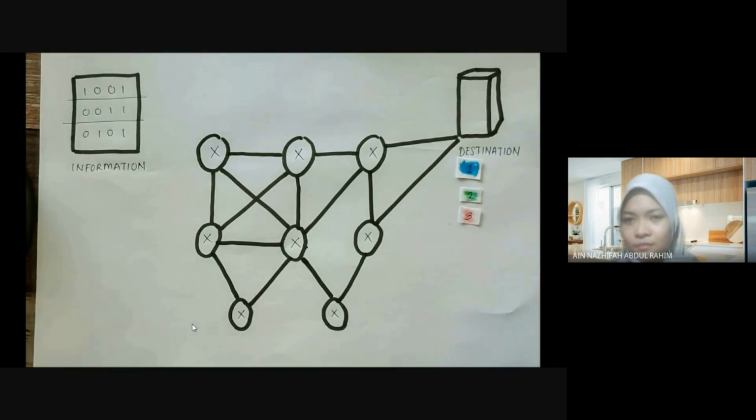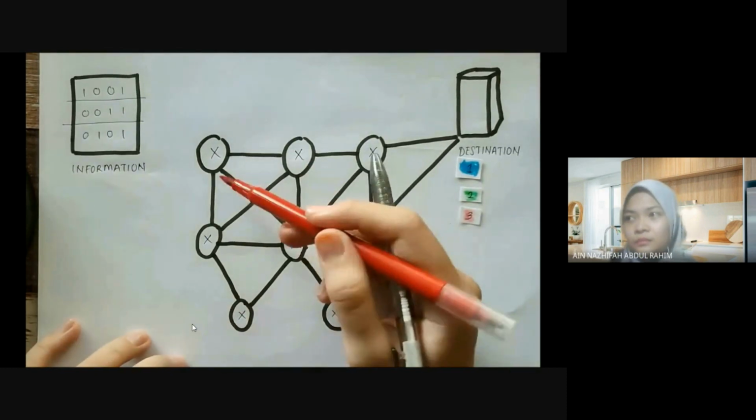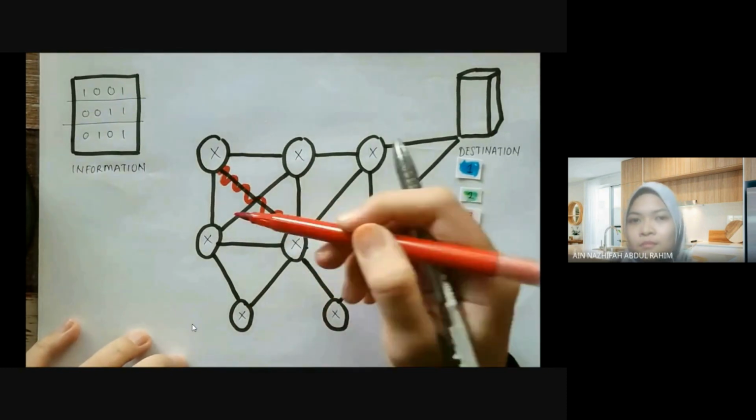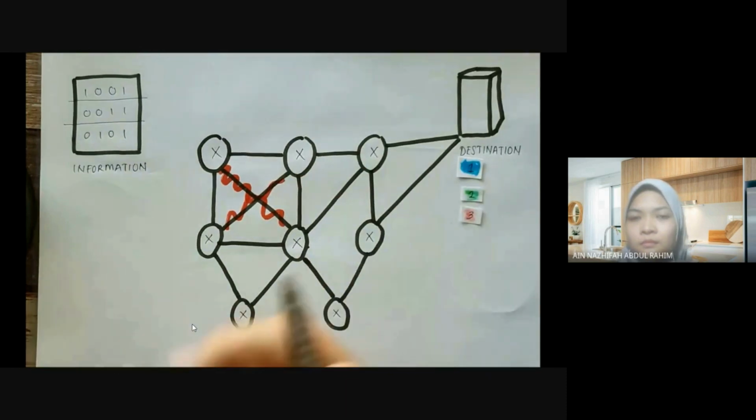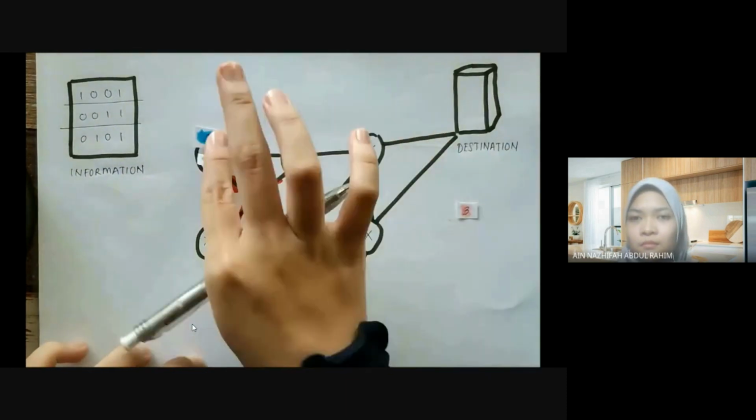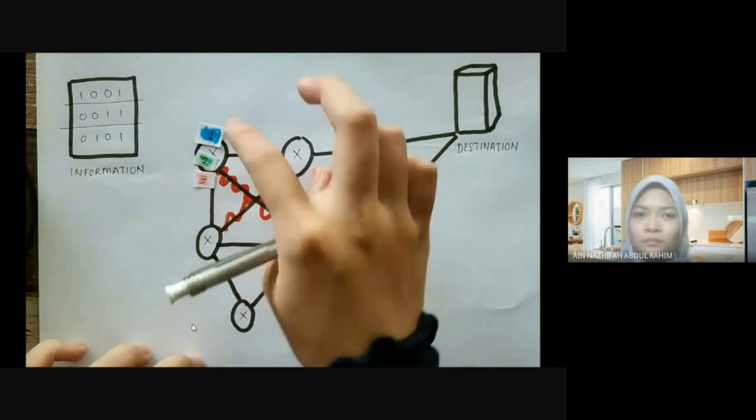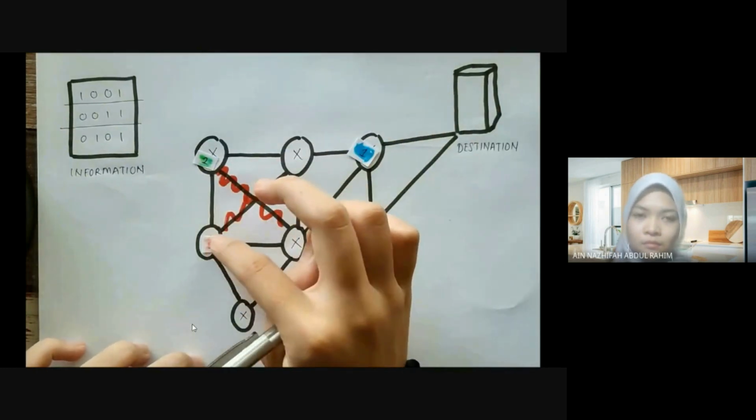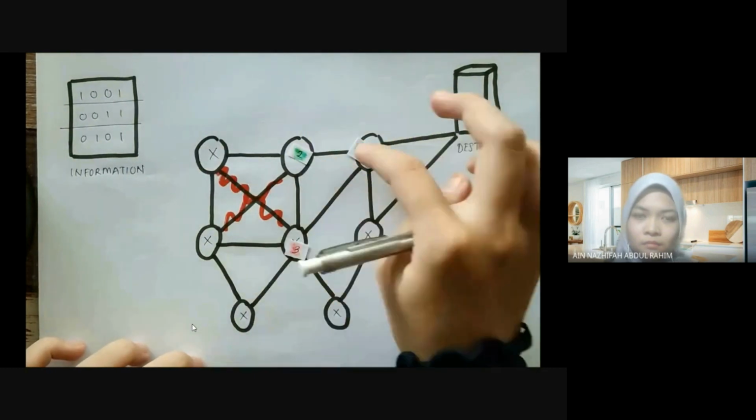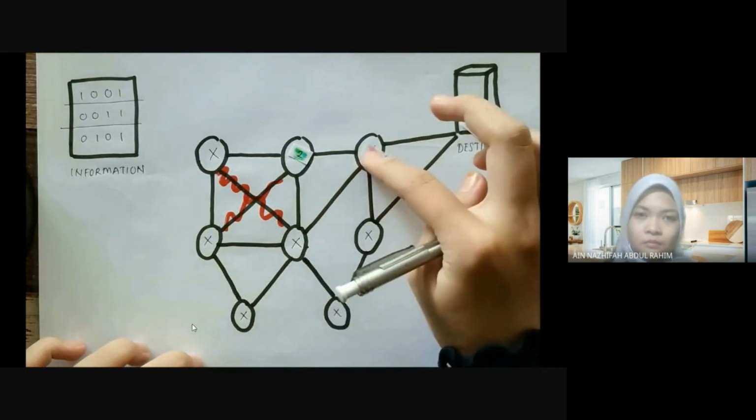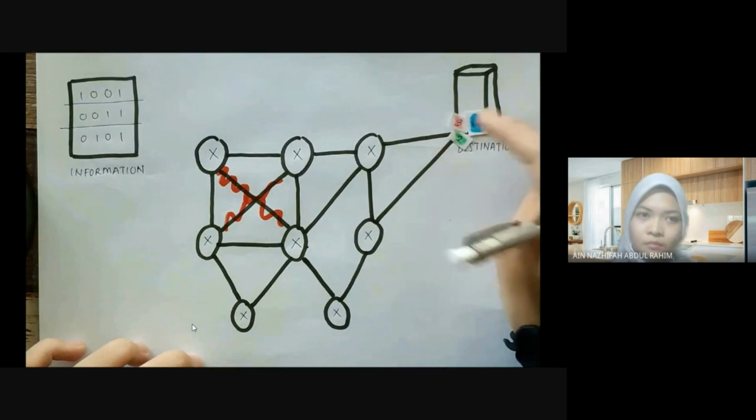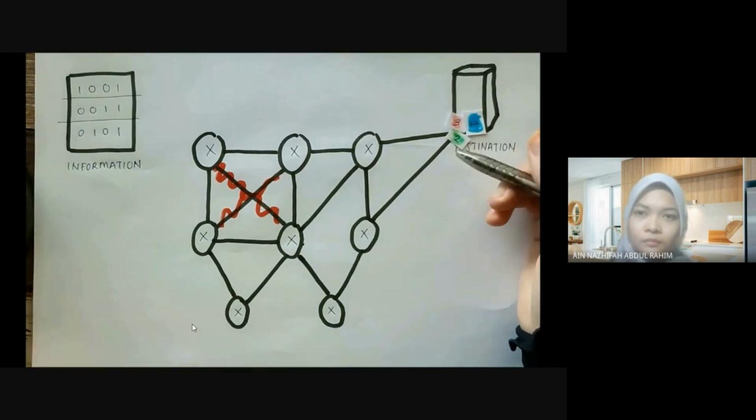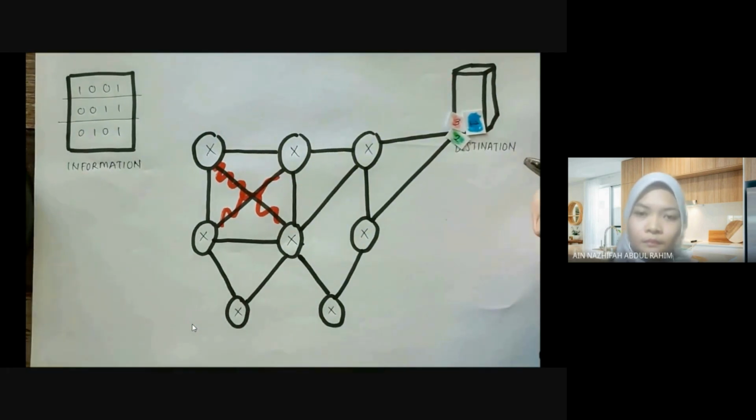In this method, if any internet nodes are disabled or destroyed, for example, right here, all of this data can still be transmitted but through different routes, which is through the routes that are still active. So this is one of the benefits of using packet switching instead of circuit switching in order to transmit data between two computers.